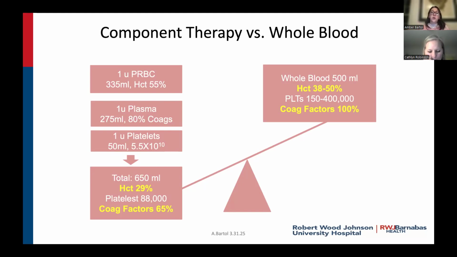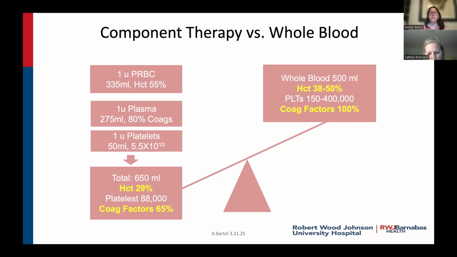When you are using component therapy, you take that whole blood that's been donated, they spin it down, break it apart, and then separately package it. And by the time they do that, with all of the processing, we really lose a lot of the things that we need. So you can see that after you give a balanced resuscitation of PRBCs, plasma, and platelets, your hematocrit's only 29%.